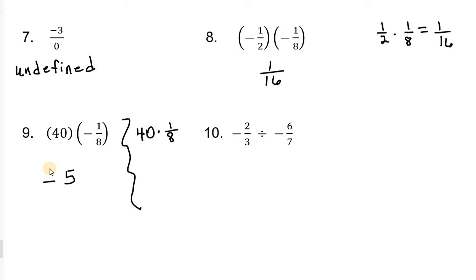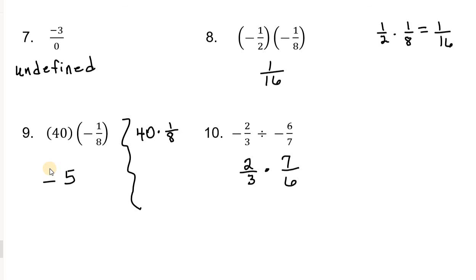Problem 10, I have a negative divided by a negative, so I know that answer is going to be positive. And remember that when we're dividing fractions, we flip the second fraction upside down and multiply. So I could actually write this as positive 2/3 times positive 7/6, because I know that a negative times a negative is positive, positive times a positive is positive.